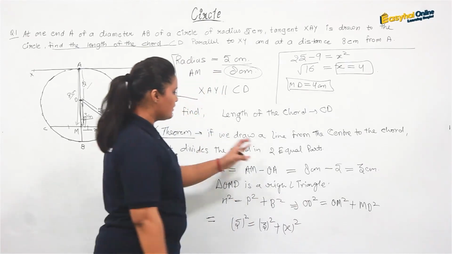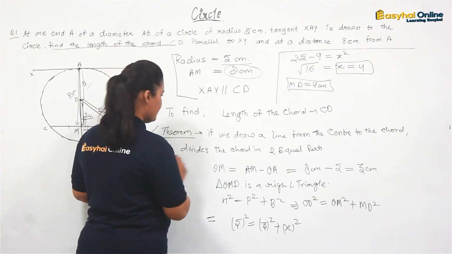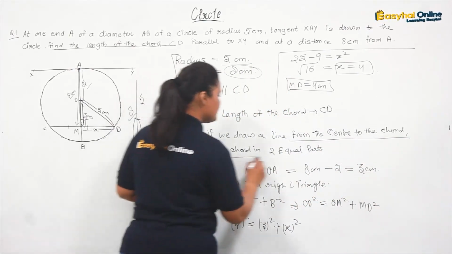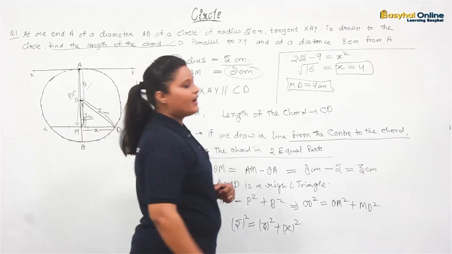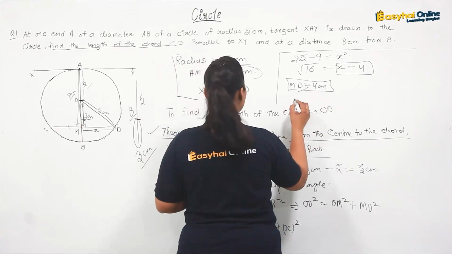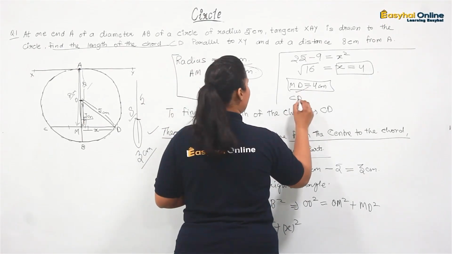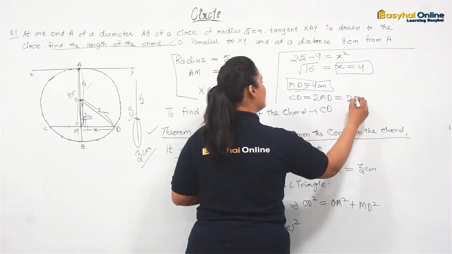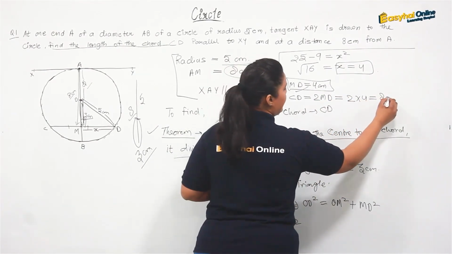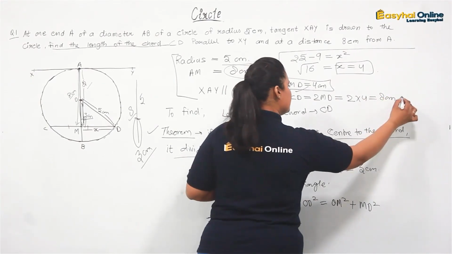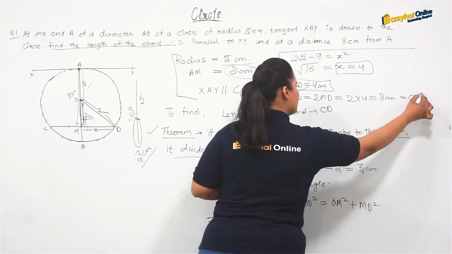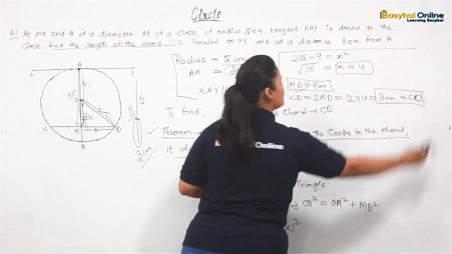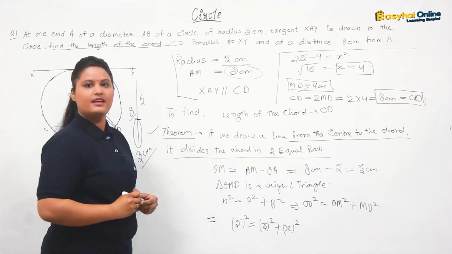We have concluded that the line from the center to the chord divides it into 2 equal parts. That's why, if MD is equal to 4, then CD will be equal to 2MD, which is 2 into 4, that is 8 centimeter. This is the answer to my required question. This is C. Clear, class?